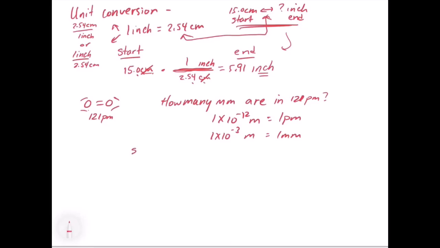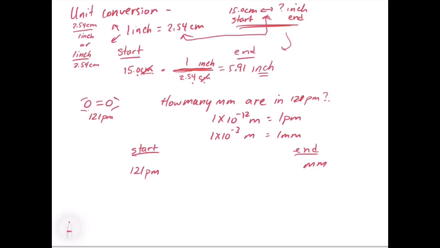We have our start and we have our end. Our start is going to be 121 picometers. Our end is going to be millimeters. So we didn't have to do anything for that. The start and the end we get directly from the question: how many millimeters are in 121 picometers? Now the issue becomes, what do we do with these unit conversions? Well, we have to start to use them.